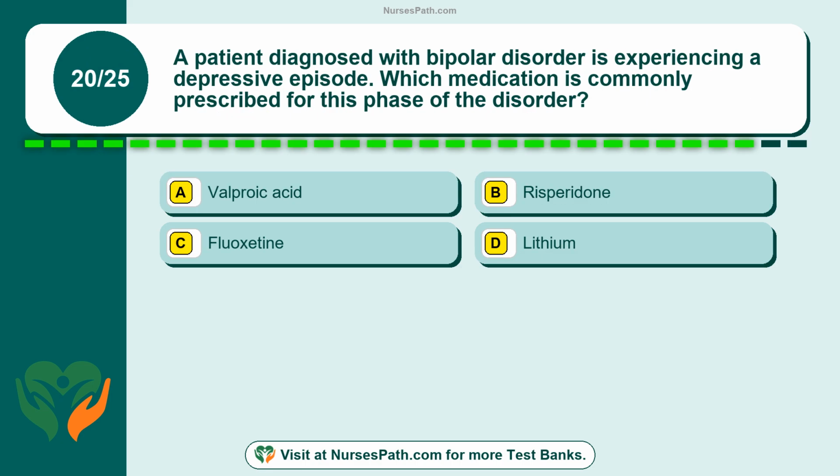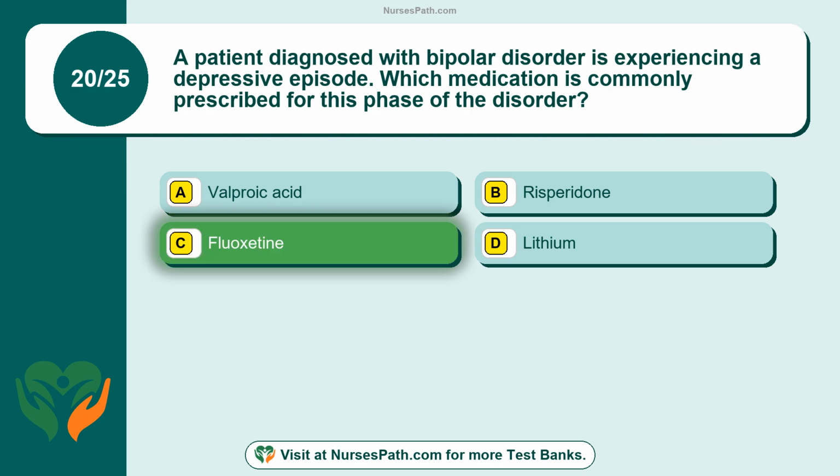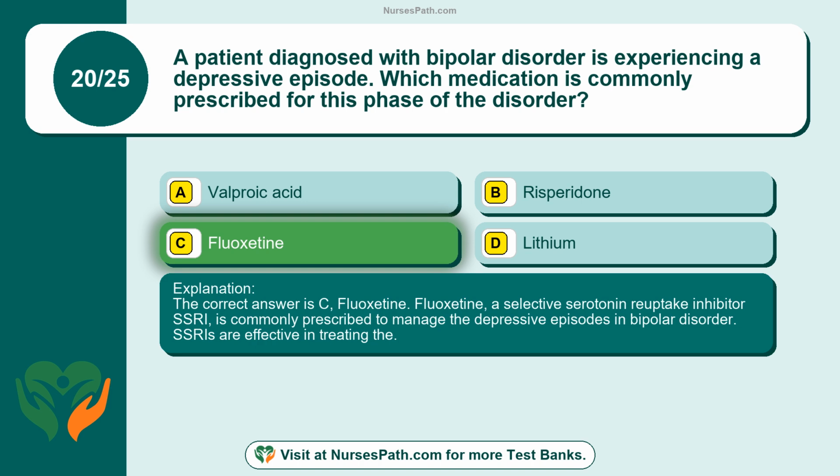Question 20. A patient diagnosed with bipolar disorder is experiencing a depressive episode. Which medication is commonly prescribed for this phase of the disorder? Option A. Valproic acid. Option B. Risperidone. Option C. Fluoxetine. Option D. Lithium. The correct answer is option C. Fluoxetine. The correct answer is C.